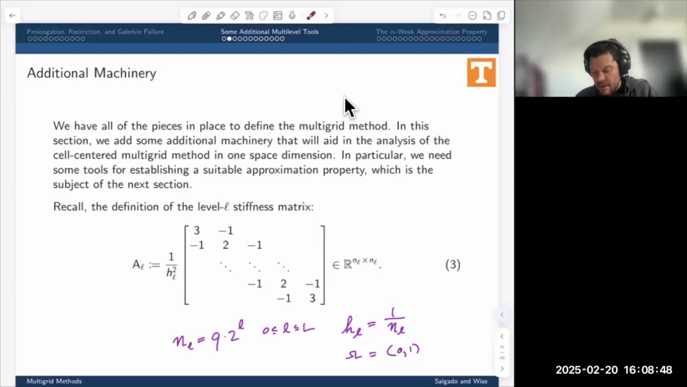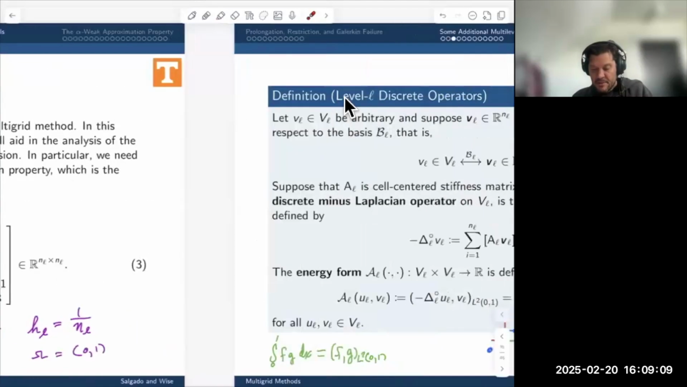As we said before, the stiffness matrix has this peculiar property that it's like the usual standard stiffness matrix, except it's not quite constant on the diagonal. It has this embarrassing 3 in the first and last positions. Otherwise, it's standard. So that's the level L stiffness matrix.